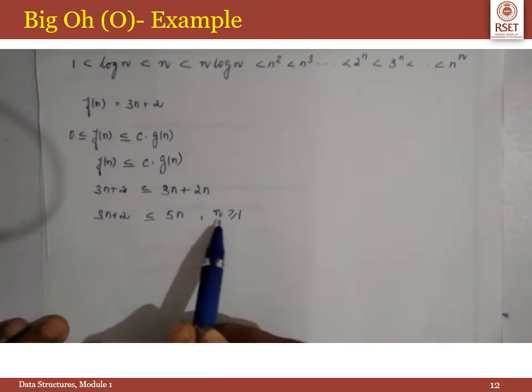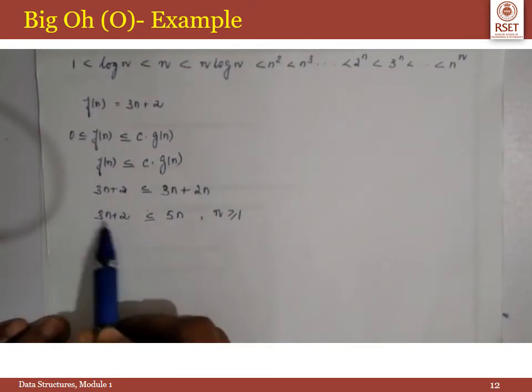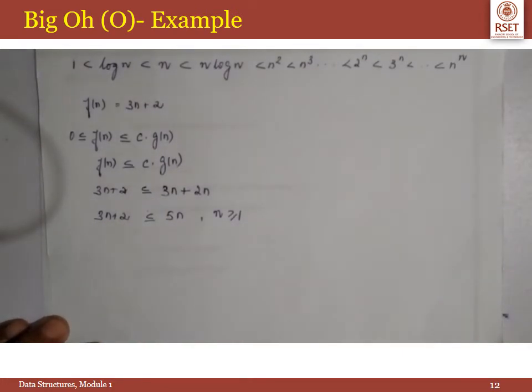Maybe you can check. For example, if the value of n is 1, here I'll have 3 into 1, 3 plus 2, 5, and the right hand side is also 5 into 1, 5. Suppose I take the value of n as 2, then it is 6 plus 2, 8. 8 is lesser than or equal to 10. So it is true for all values of n greater than or equal to 1.